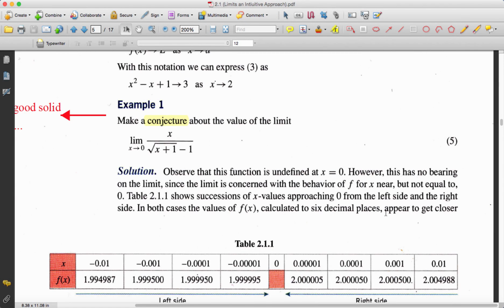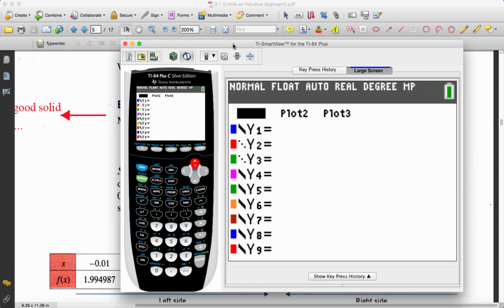In this video, let me show you how to take the function from example 1 and make a conjecture about the value of the limit. So we want to make a conjecture about the limit as x goes to 0 of the following function, x divided by the square root of x plus 1 minus 1. Let me show you how you would do this on your calculator.